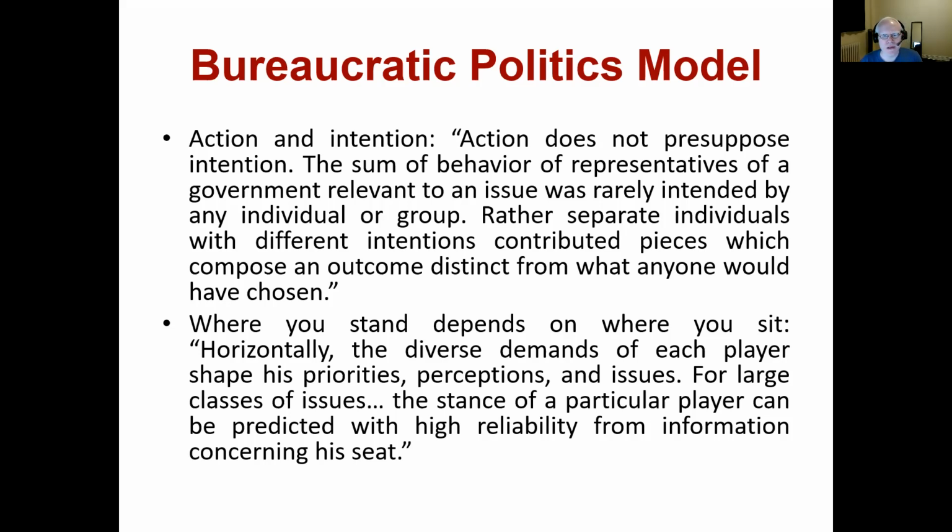If you want to figure out in a decision-making scenario what each leader is going to be advocating, where you stand on a different issue depends on where you sit.